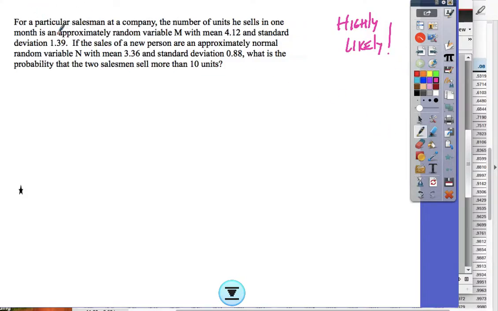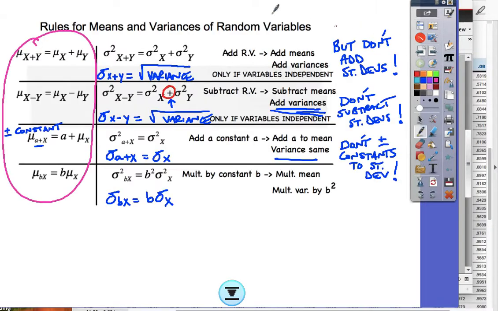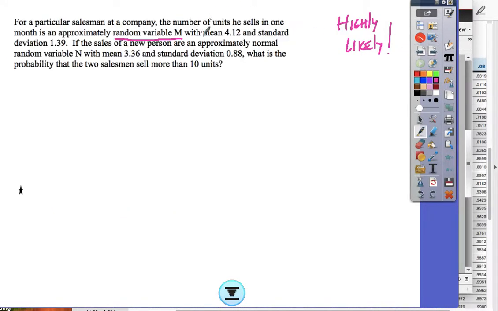All right, so if I read through the problem, and you'll recognize this because we've done it before, but we've got a salesman. It says it's an approximately random variable m. So this salesman is a random variable. So I know right there that these formulas are going to apply. All right, so this random variable m has a mean. So the mean for m is 4.12, and the standard deviation for m is 1.39. I would write them down like that just to help.